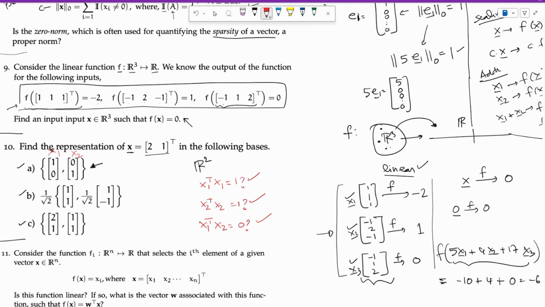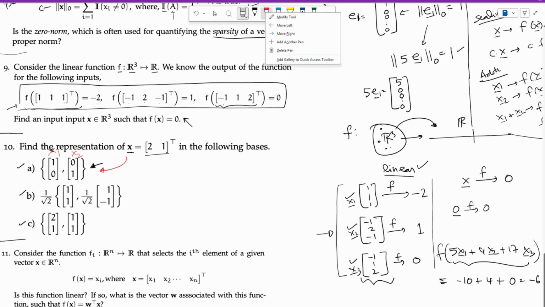Now, I have my vector x. Maybe I should not have used x, but it's fine. How do I find the representation of a vector x in an orthonormal basis? We said there is something special about an orthonormal basis, right? Yes, it's very easy to find the representation of a vector in an orthonormal basis. And how do we find the individual components of the representation of a vector in an orthonormal basis?